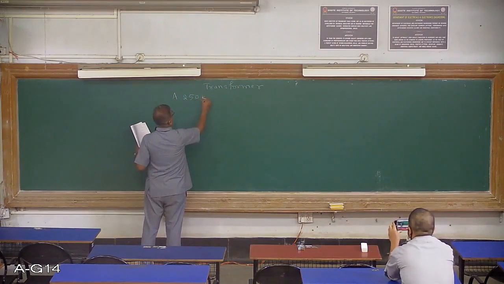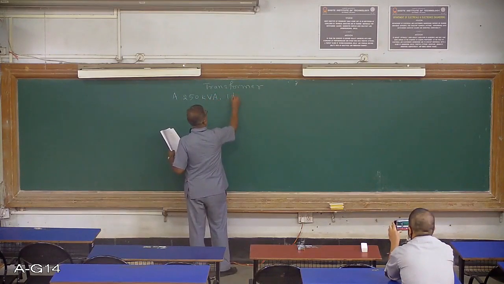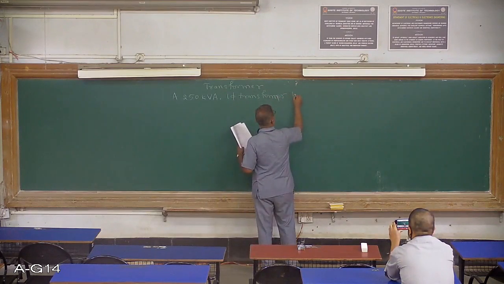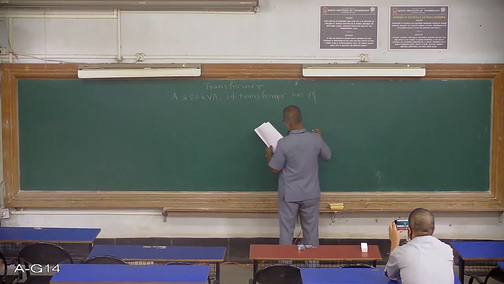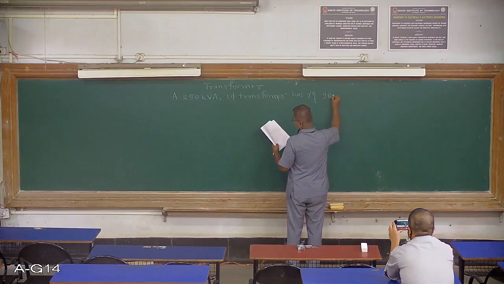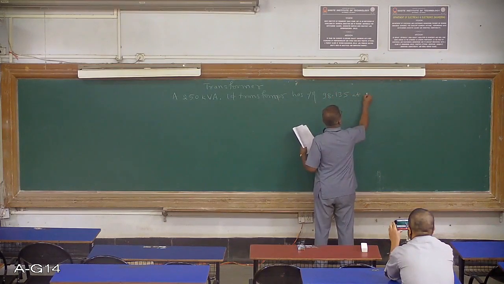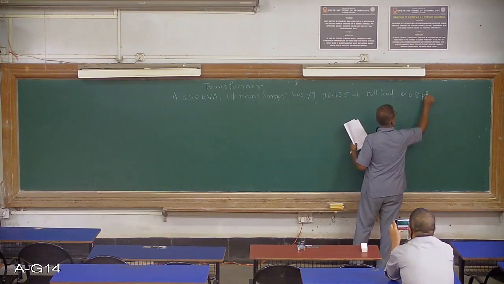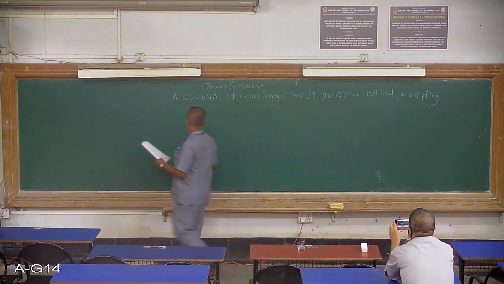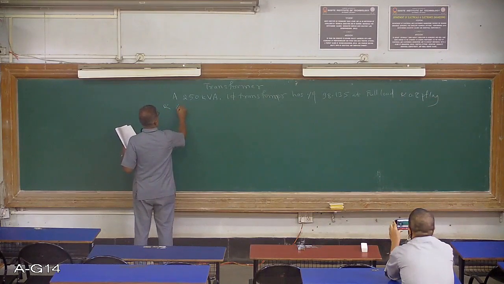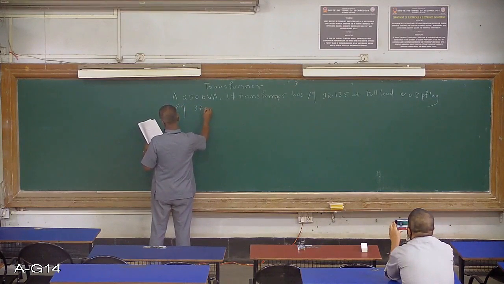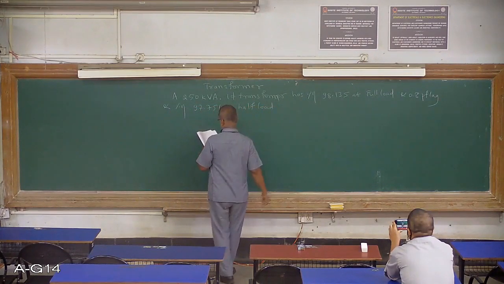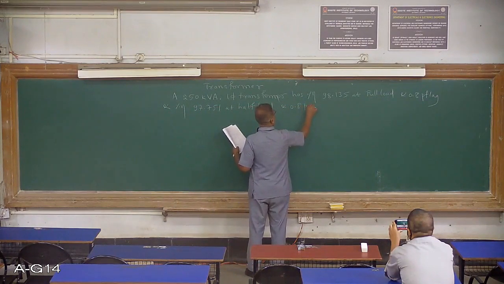A 250 kVA single phase transformer has percentage efficiency 98.135 at full load and 0.8 power factor lag, and percentage efficiency 97.751 at half load and 0.8 power factor lag.